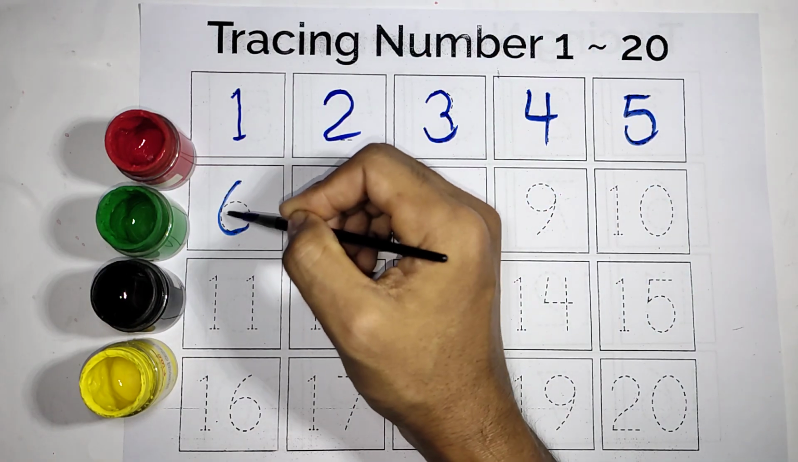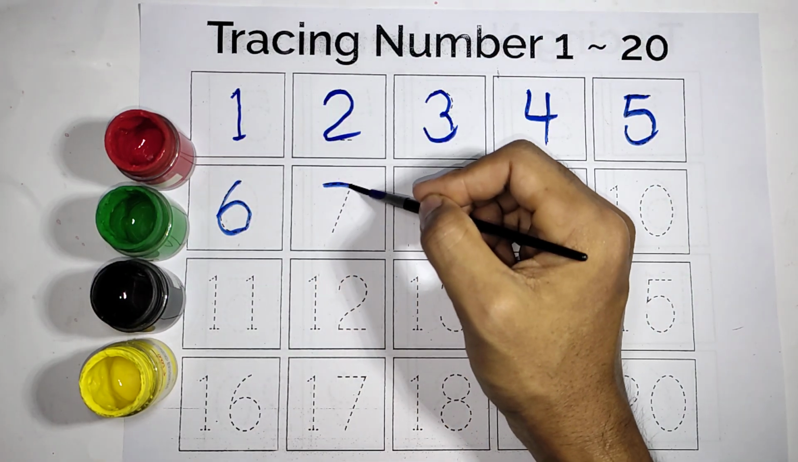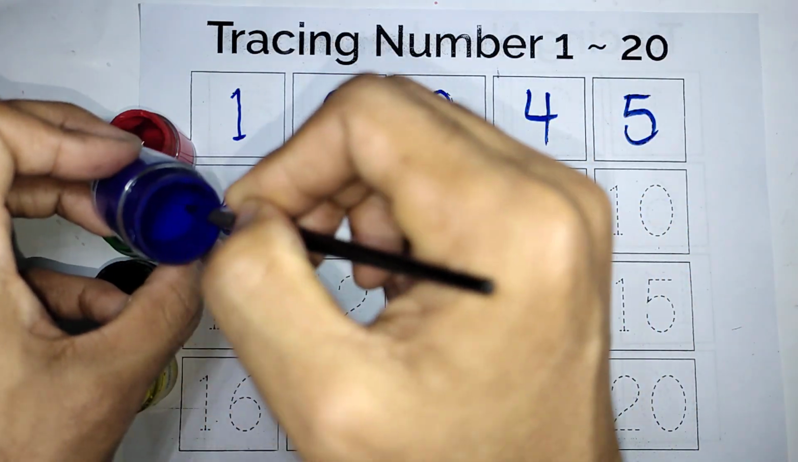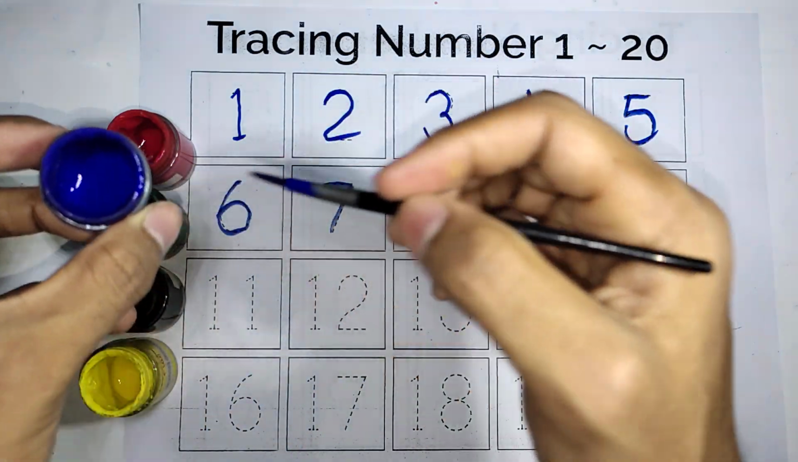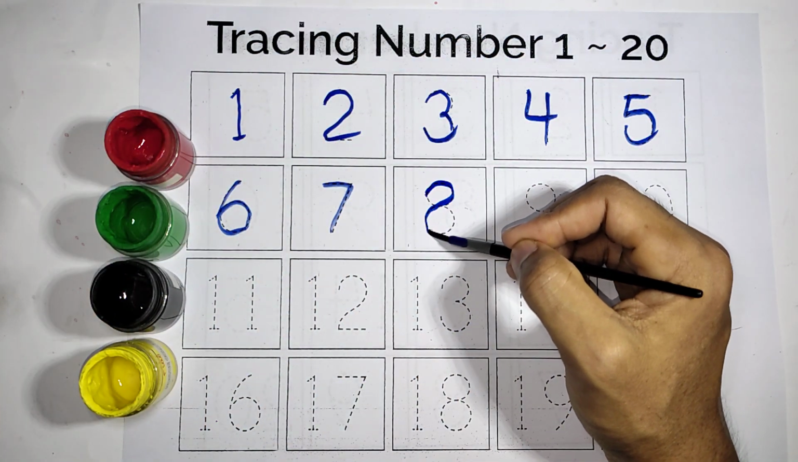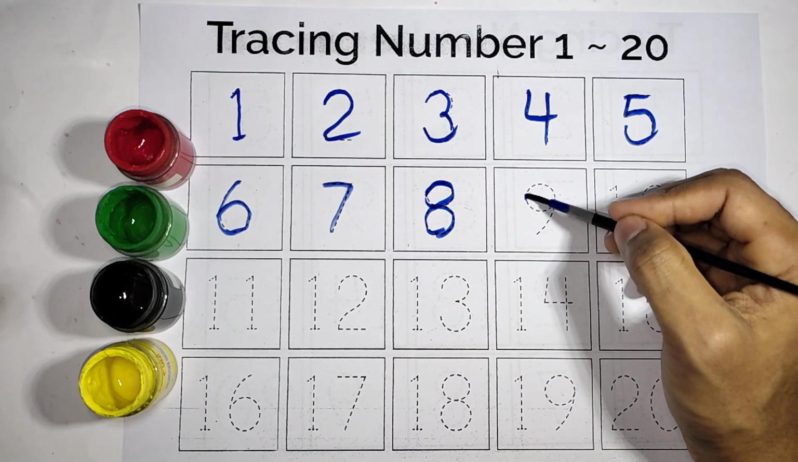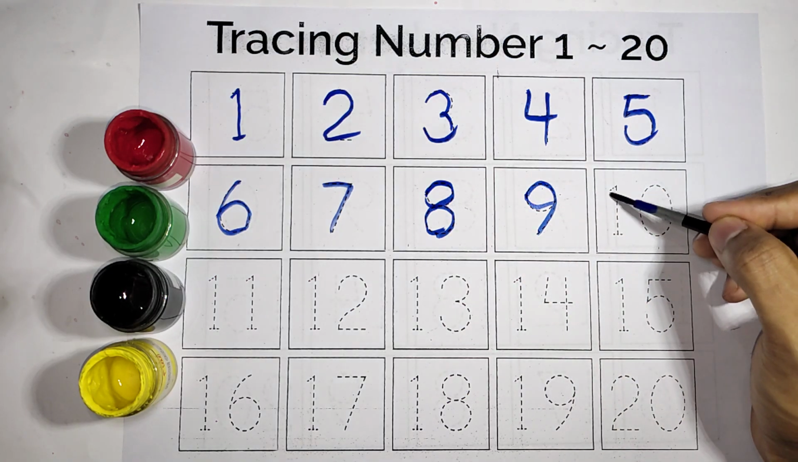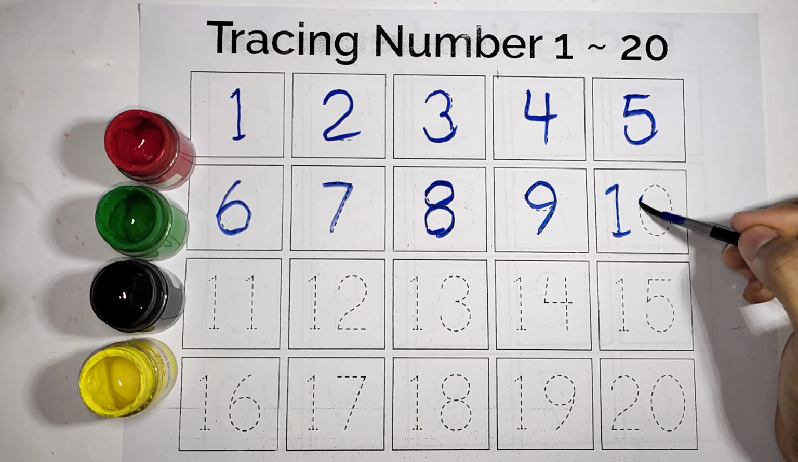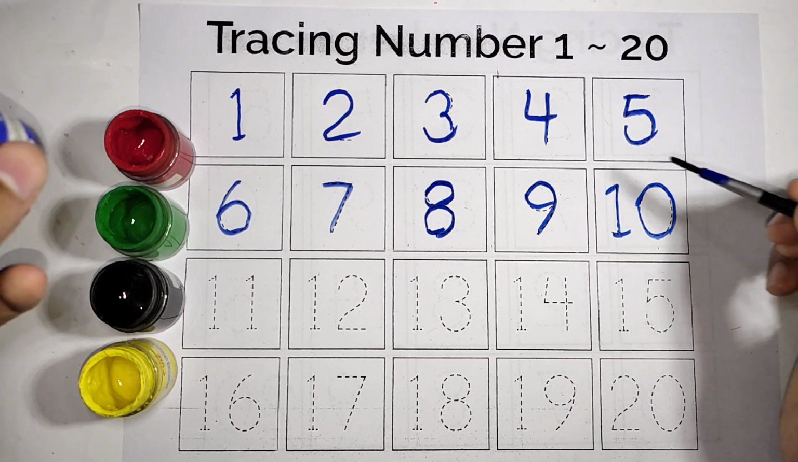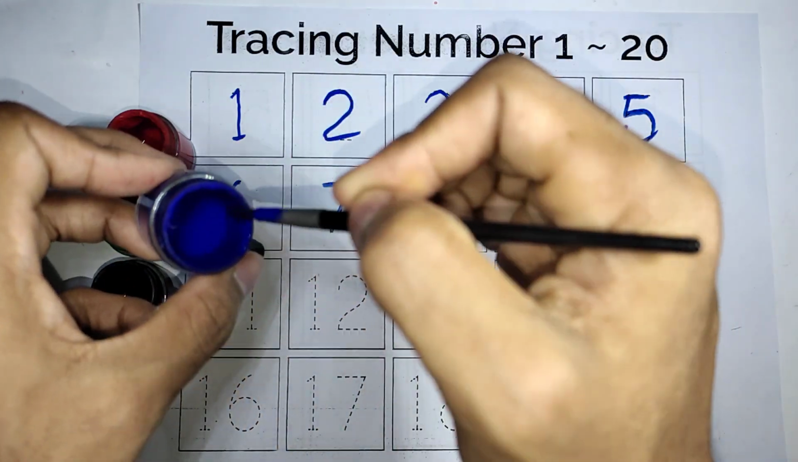Kids, now we draw the number of 6 and the next one is 7. S-E-V-E-N, 7. Now we draw the number of 8. The next one is 9. N-I-N-E, 9. And now we draw 10. The next one is 11.